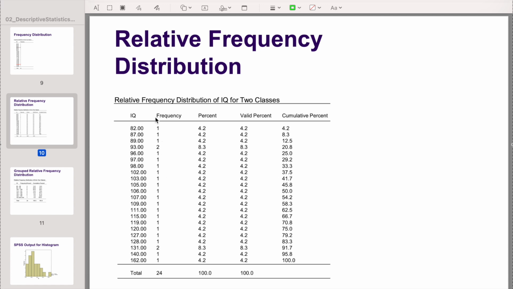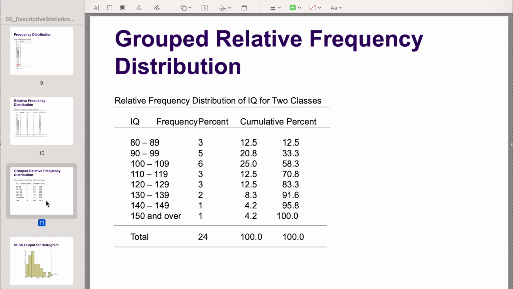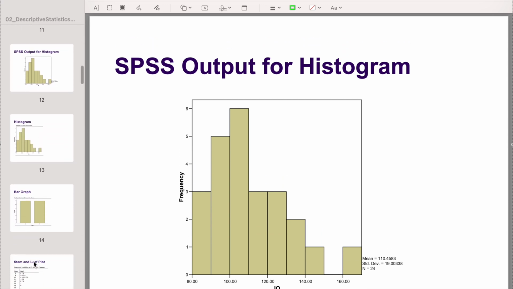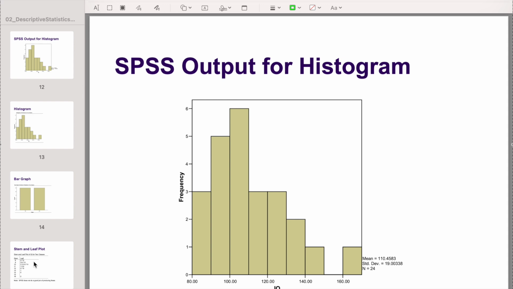So if we are to visualize the frequency of the IQ, it would look like this. We have frequency 1, frequency 2, frequency 3, and then the IQ is on the bottom. So this is a very nice visualization of how frequently a particular intelligence coefficient is occurring within our data.